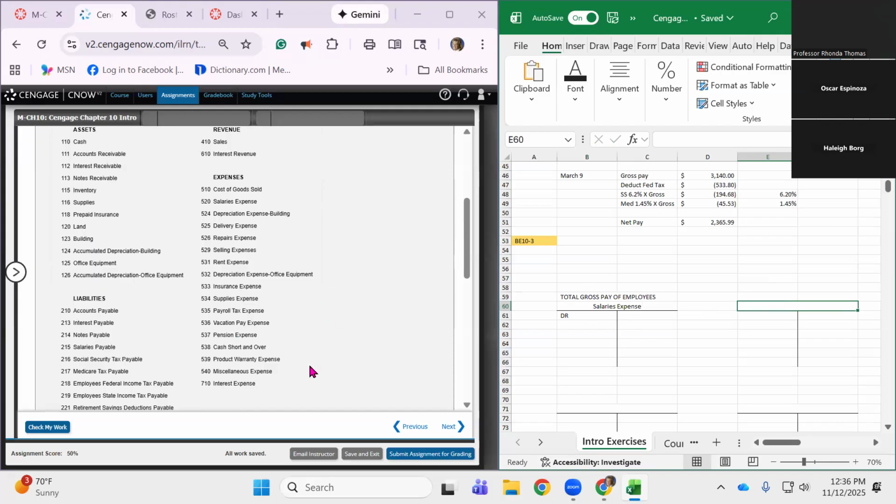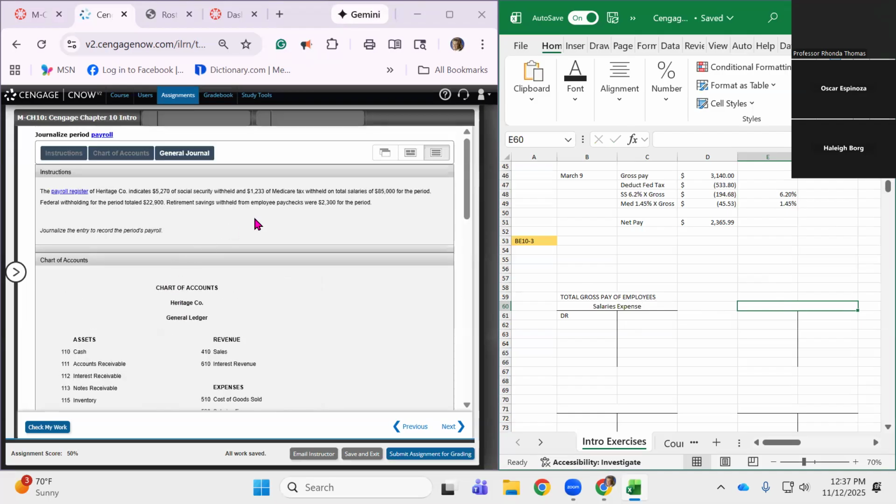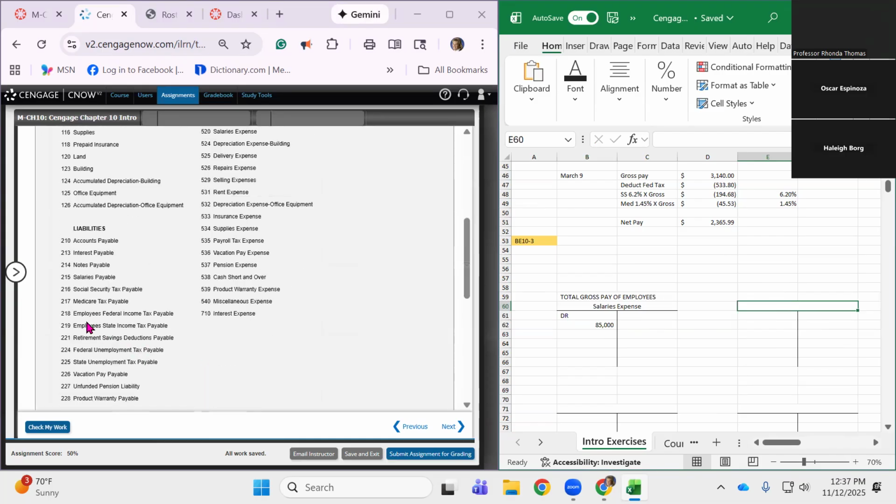Now we need some payables. Here's the payables over here if I'd look in the right place. We need Social Security tax payable. We need Medicare tax payable. We need employees' federal income tax payable. So it's whatever they're telling us. Our total salaries of the period are 85,000. That's this one. Then let's look at the payables to help us. So we're going to need a Social Security tax payable.